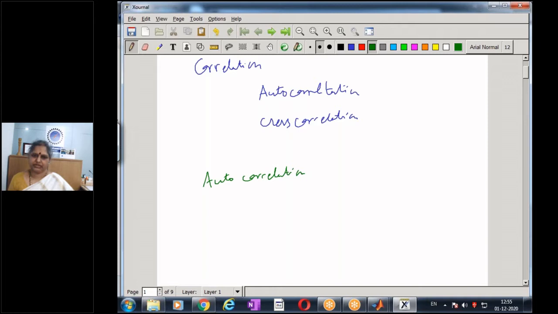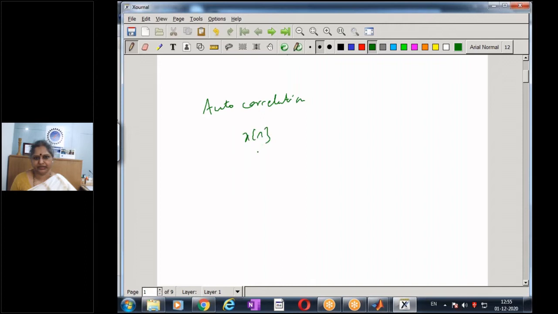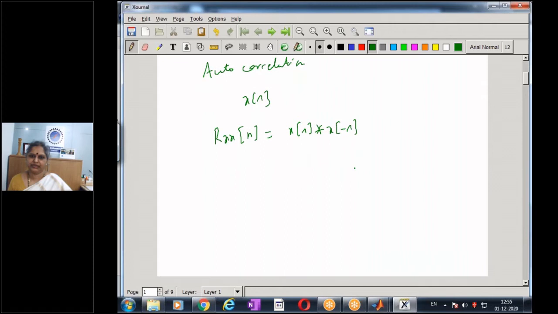Now, how do we define autocorrelation? Suppose I have a signal x of n, and I want to compute the autocorrelation, say rxx of n. This is given by the convolution of x of n with x of minus n. Let's take up an example, because it always becomes easier to understand the concept when we take an example.